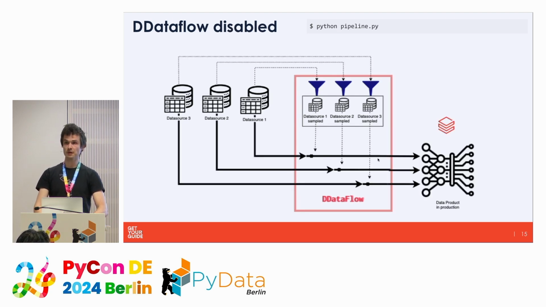Then if DDataflow is disabled, that means you want to go to production, your system is ready. This time the data sources go directly, the full data set, to your data product, the system where you want to train your model or predict on everything.